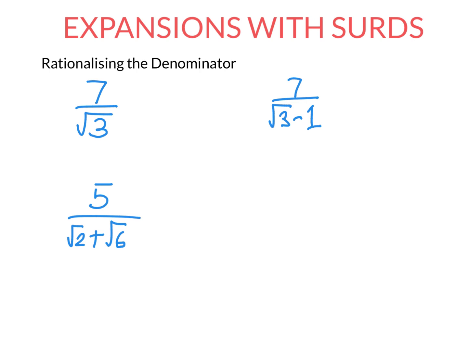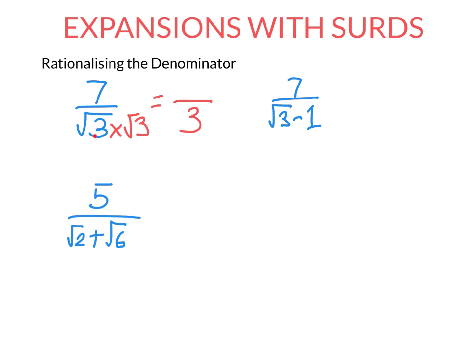But I can't just change it to whatever I want without changing the value of the fraction. What I really want to do is find another fraction that has the same value as this but has a rational number on the bottom. So the thing is, if I times the bottom by root 3, it will become rational because root 3 times root 3 is just 3. Any integer is a rational number.